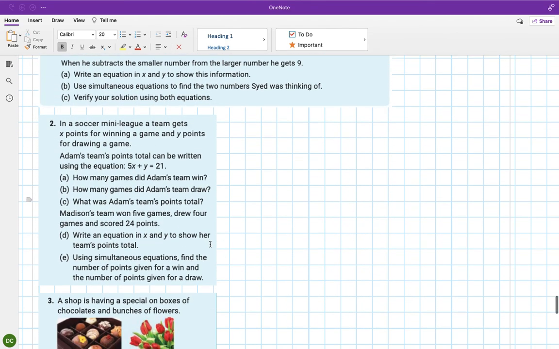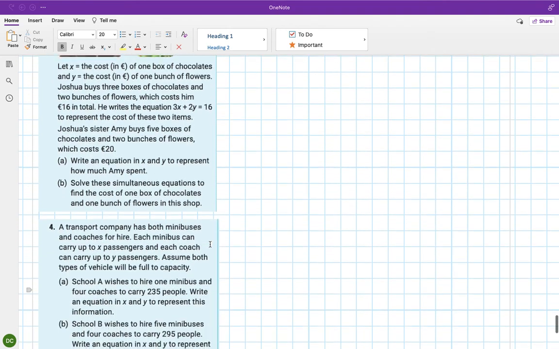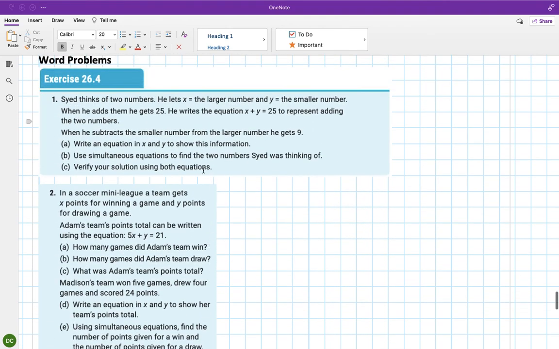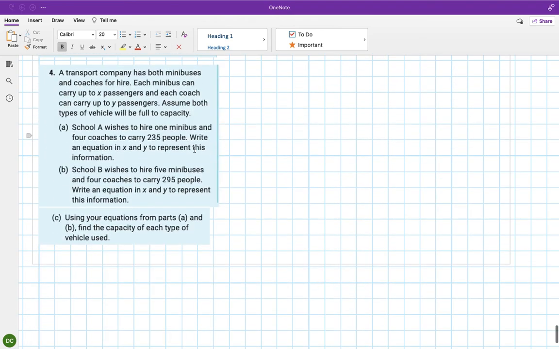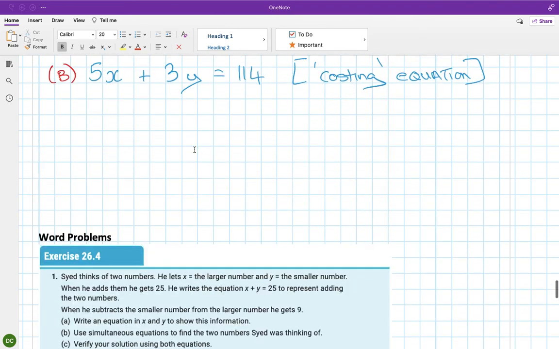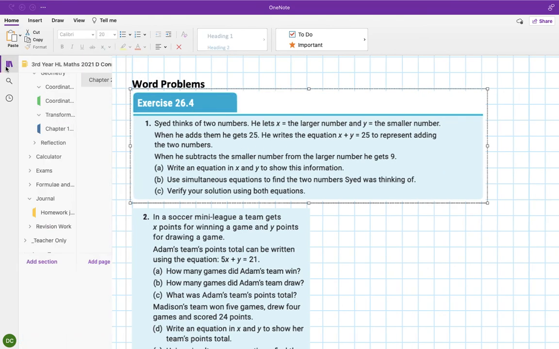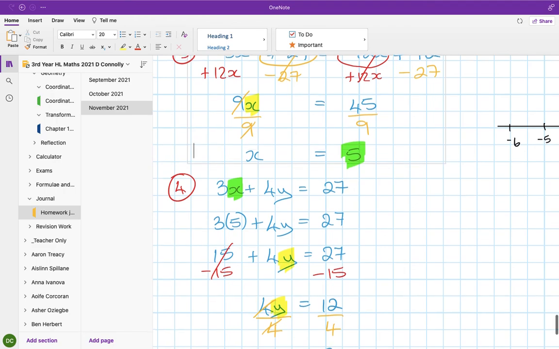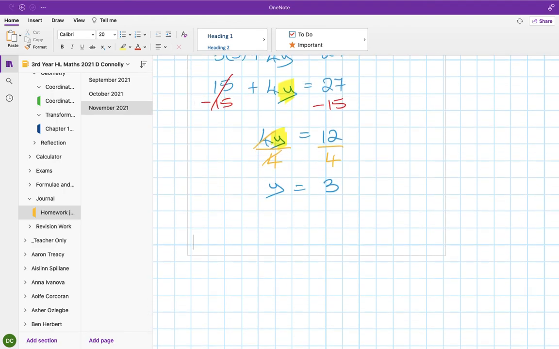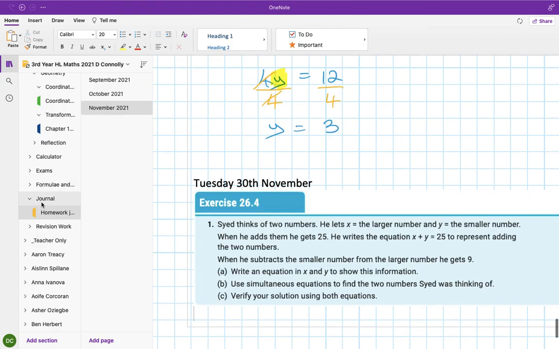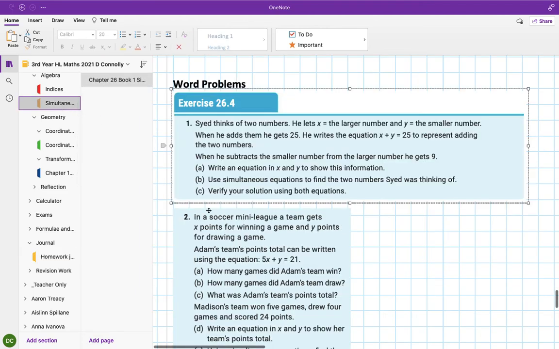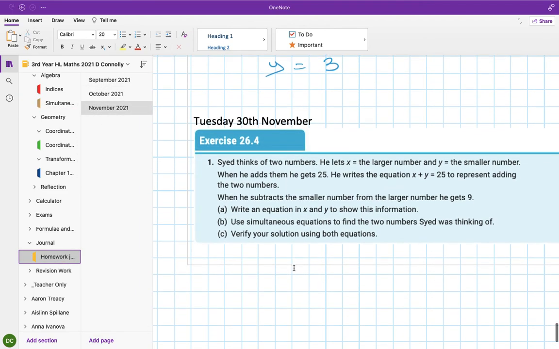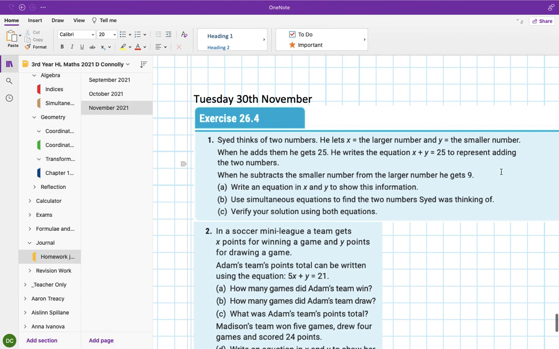So for homework, what will we do? I don't know, question 1 and 2? Haven't looked at these in a while, so I can't remember if they're even very difficult, but we'll give question 1 and 2 a go. So Tuesday the 30th of November, there's question 1, back up to simultaneous, and there's question 2. Okay, so they're for homework, and that is for Friday.